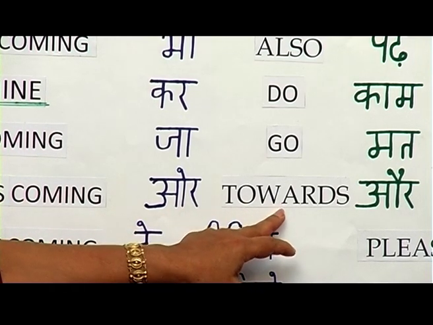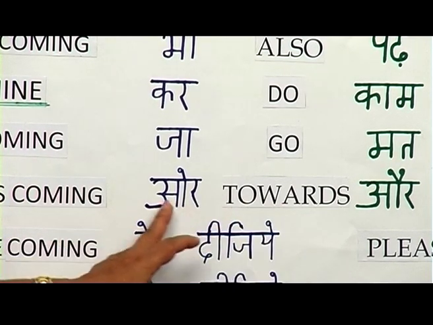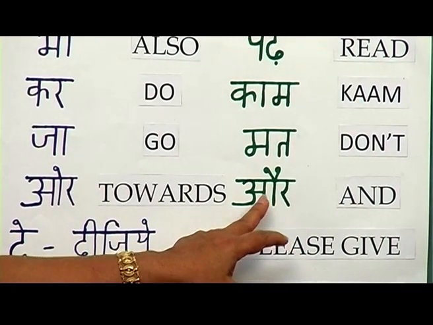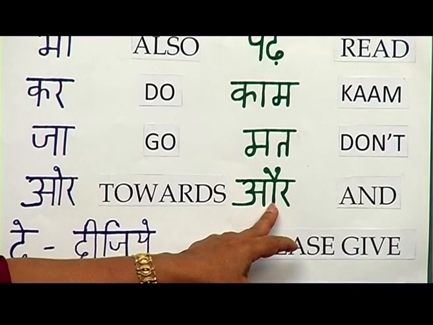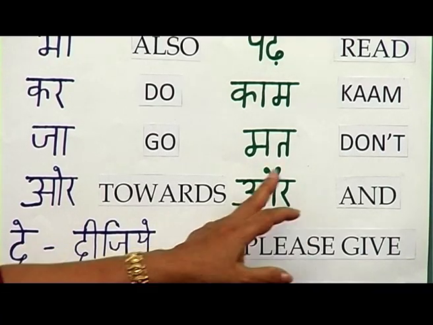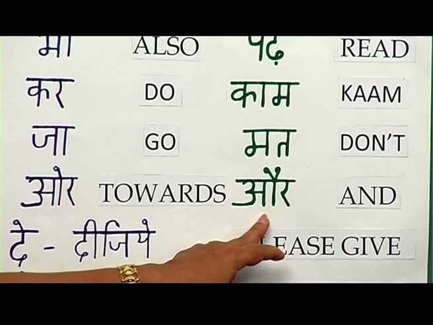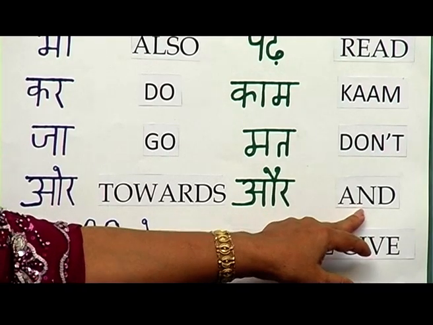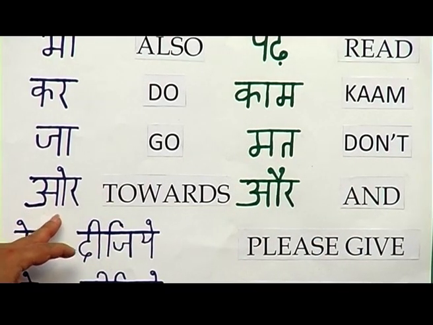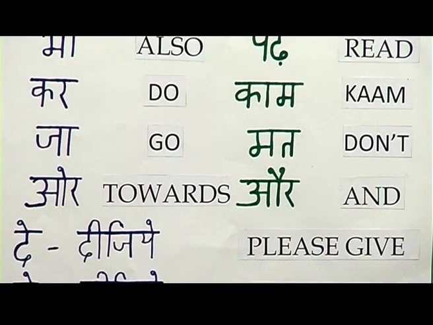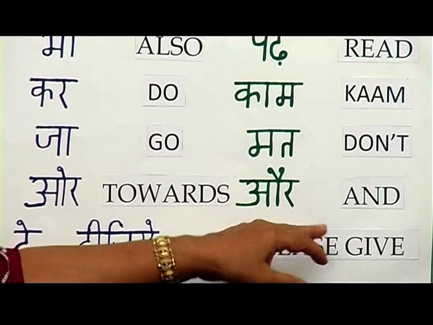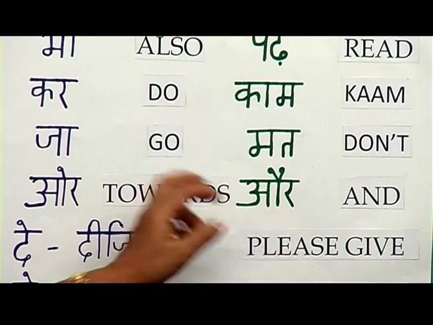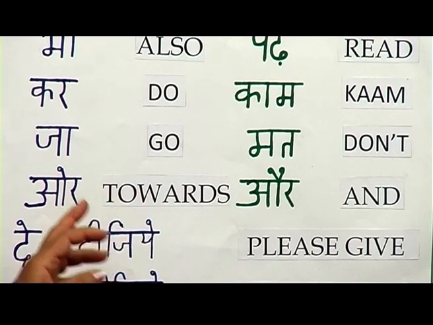This means towards. Now if you notice, I have got right next to that a with a ow and a r, and that is pronounced as aur. That means and. So or means towards and aur means and. So there's a very slight variation there, but once you're used to it, you'll be comfortable.